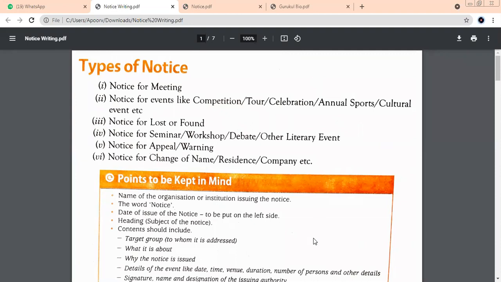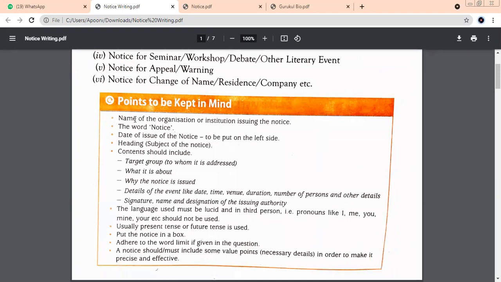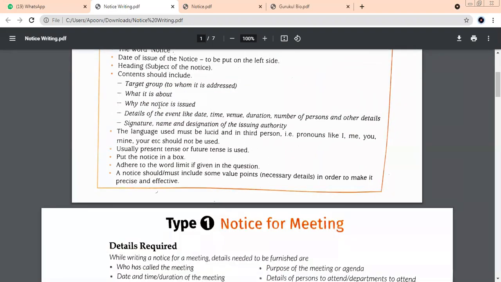First, things to be kept in mind when you write the notice: name of the organization, the word notice is to be written, date of issue of the notice to be put on the left side, heading, whom the notice is addressed to, what it is about, why it is issued, details like date, time, venue, duration, people, other details, signature, name, designation. The language used must be in third person. Means I and you is never to be used.